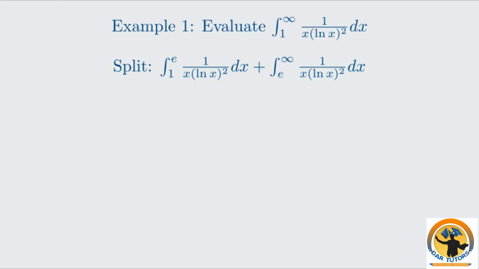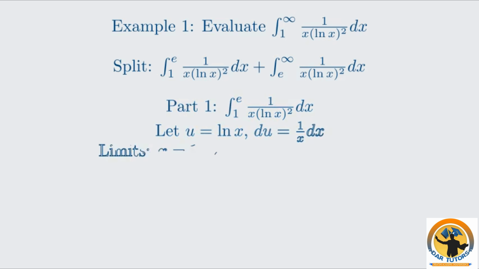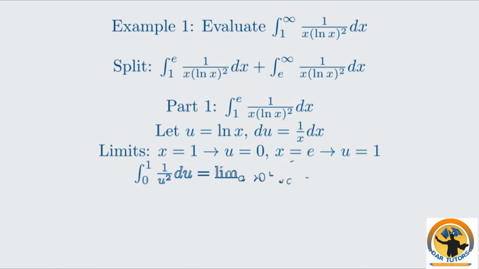Let's evaluate the first part. We'll use the substitution u equals ln x. If u equals ln x, then du is 1 over x dx. When x is 1, u is 0. When x is e, u is 1. The integral becomes the integral from 0 to 1 of 1 over u squared du.